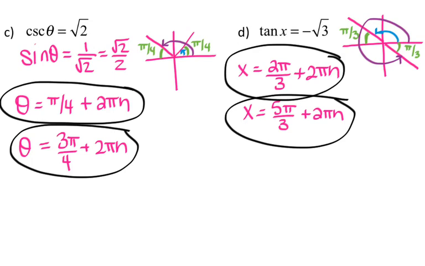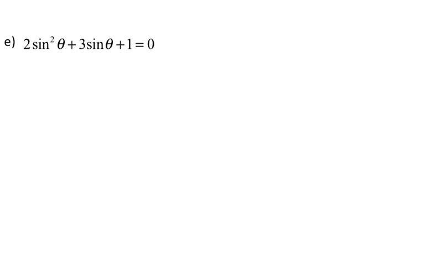Alright, let's do another one. So I have 2 sine squared plus 3 sine of theta plus 1 equals 0. Anytime you have both a trig function that's squared and the regular trig function, you're going to have to factor it. So if you have a sine squared with a sine or a cosine squared with a cosine, you're going to have to factor. Now I'm actually going to do this on the side over here.